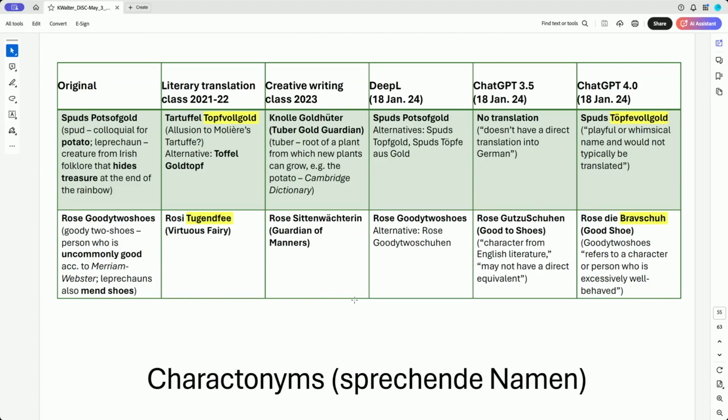And with the next name, Rose Goody Two Shoes, I highlighted a human translation and the ChatGPT version, and these versions are obviously very different. We've got Tugendfee and Bravschuh. And I want to say that ultimately the best possible translation would combine these two notions, because Rose Goody Two Shoes is called Goody Two Shoes because she's a Goody Two Shoes, which means that she's a person who's extremely virtuous and always wants to do the right thing to please people in authority. But leprechauns, of course, also mend shoes. And this is something which I suppose in a child that is reading the story would immediately ring a bell.